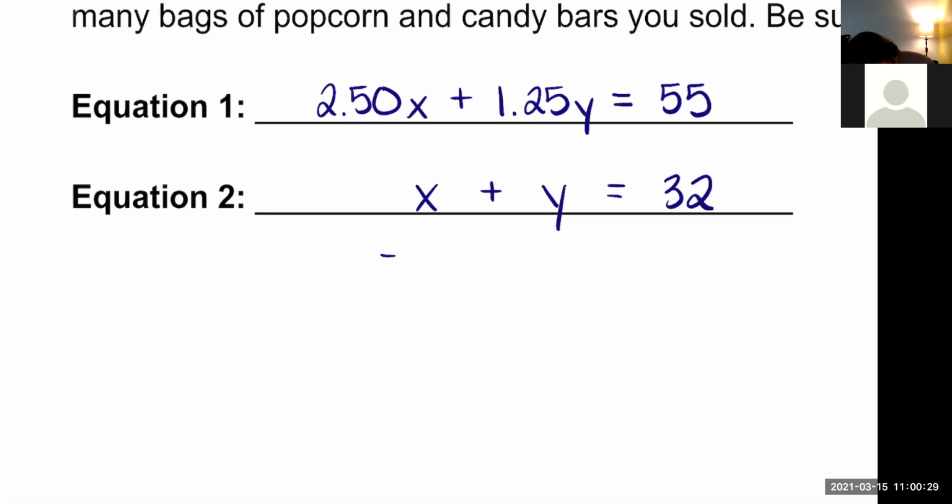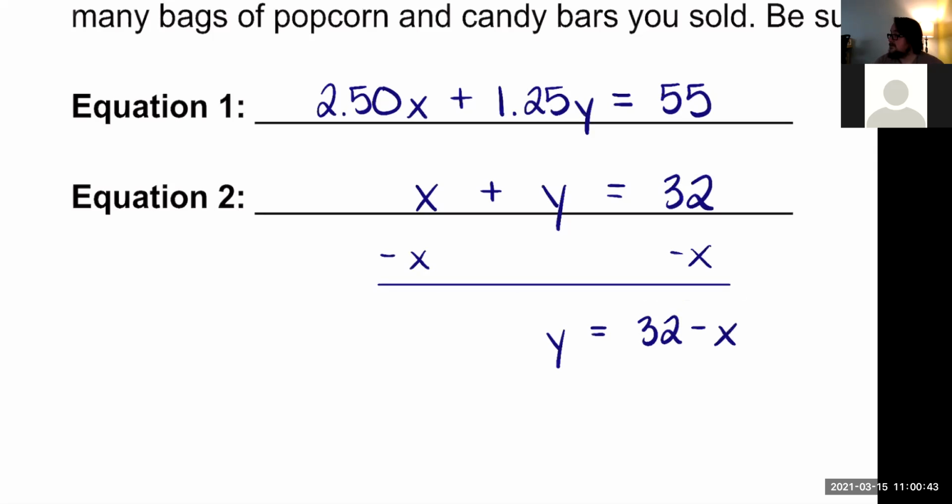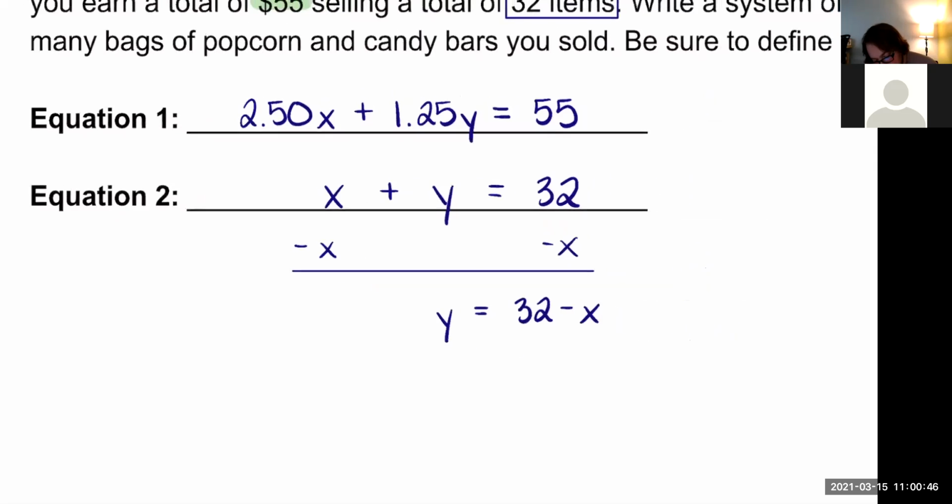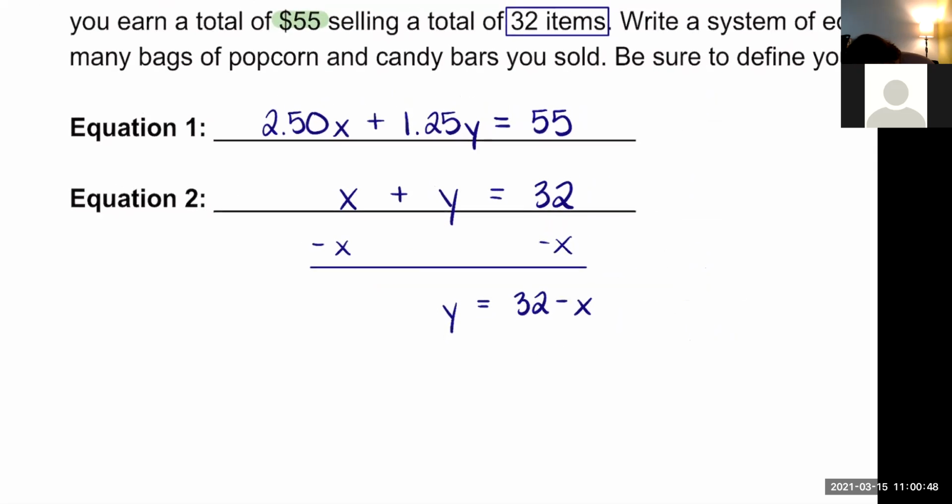So to do that, I would have to subtract the X from both sides. And that would leave me with Y equals, they're not like terms, so I'm just going to write 32 minus X. Now, here's the great thing about this. Anywhere now that I see a Y, what can I replace it with? 32 minus X. That can now behave as my Y.